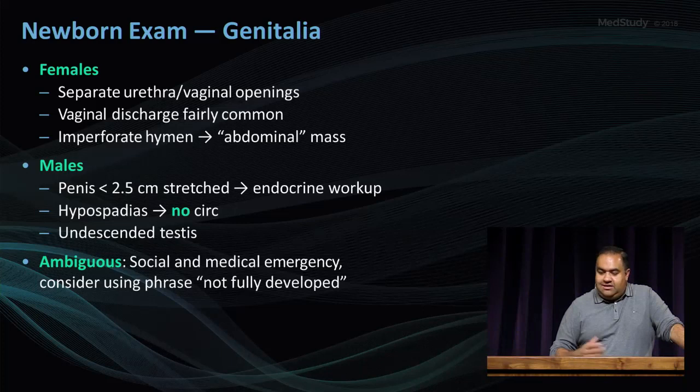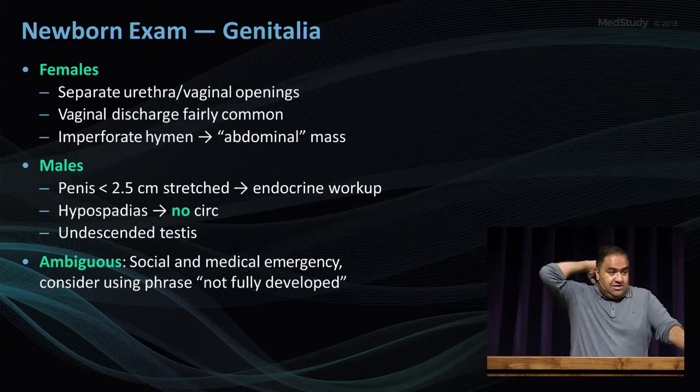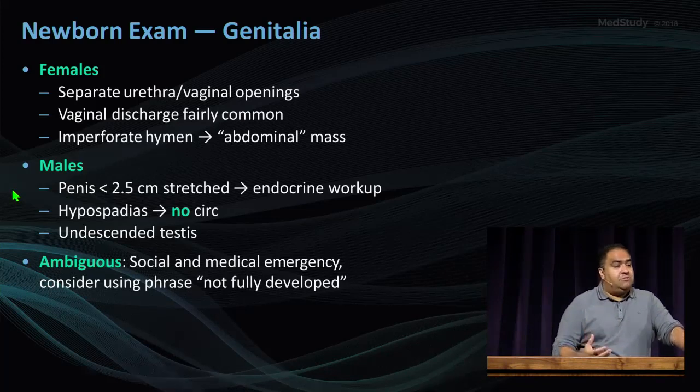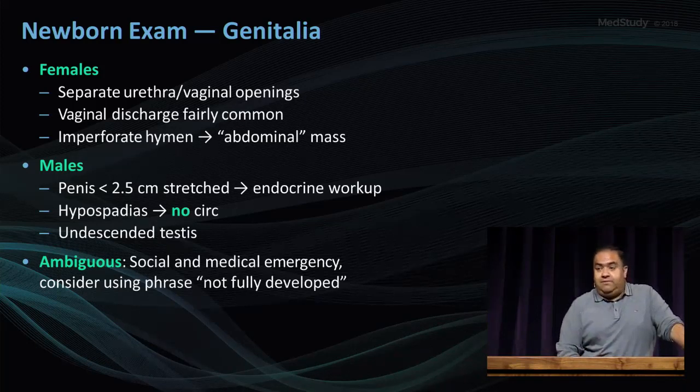Males, look at the penis, 2.5 centimeters stretched. If it's less than that, they might require an endocrine workup. If they have a hypospadias or epispadias, we try not to do a circumcision on them. And we always try to assess the testicles and make sure where they're at. If they're high riding, or if there's a question mark about the testicles, if you can't feel them in the canal and you don't know where they're at, you should get a pelvic ultrasound to take a look. Because if they are truly in the pelvis, they need to be brought down. Those kids that are not brought down in a timely manner are at higher risk of having cancer.